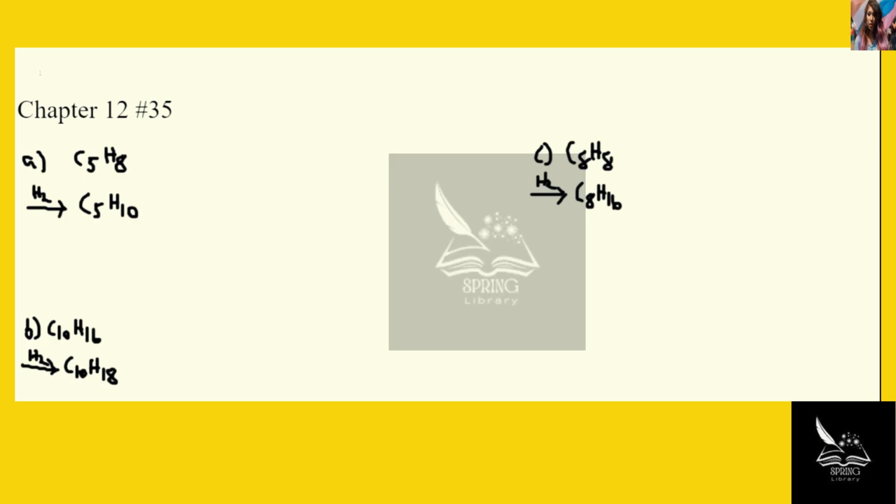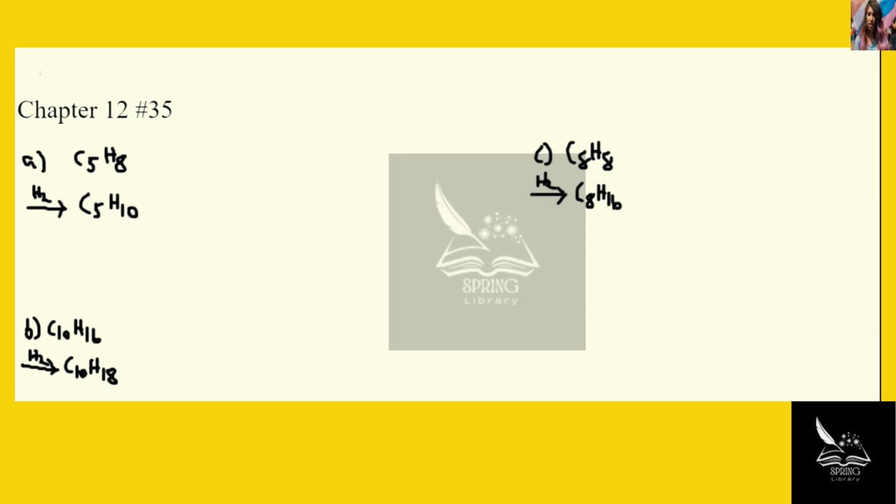This is the answer to Chapter 12, problem number 35 from the Smith Organic Chemistry textbook. In this problem, we're asked how many rings and pi bonds are contained in each of these compounds A, B, and C. And we're asked to draw one possible structure for each compound. For each, we're given a formula and then a formula after hydrogenation.